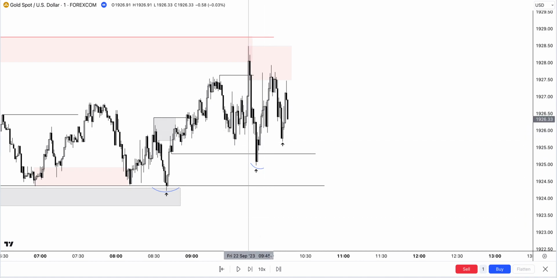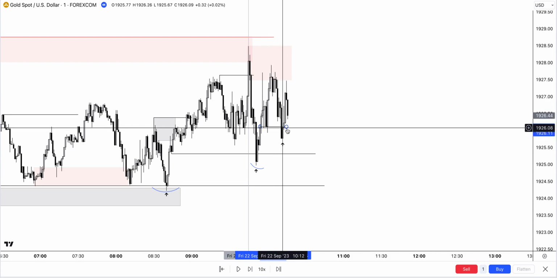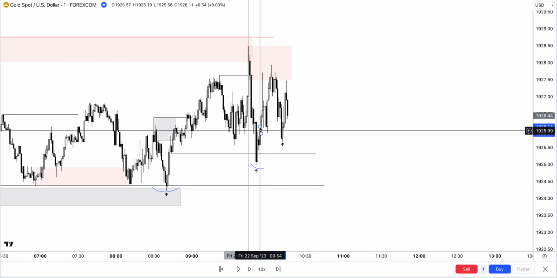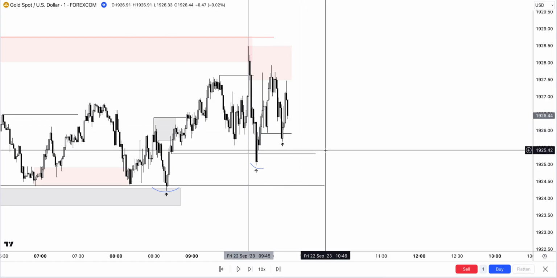And we run away. Since we've taken out these lows, concept still applies, right?